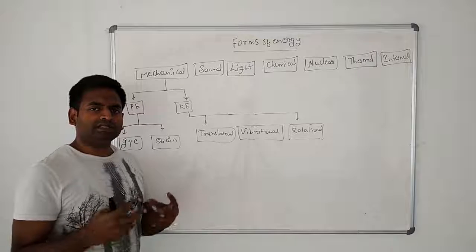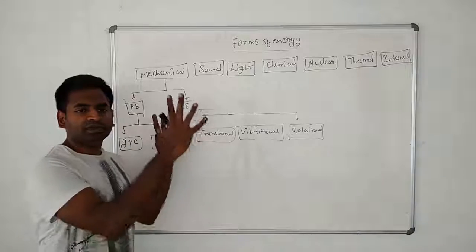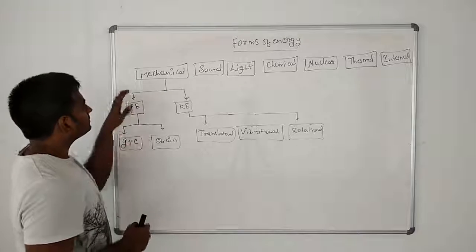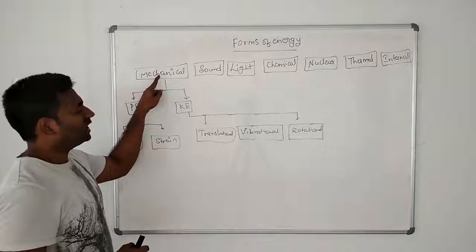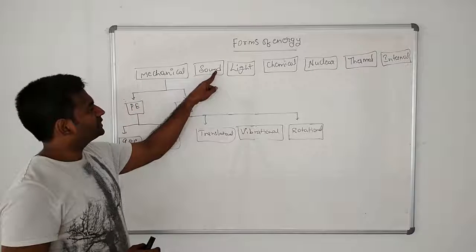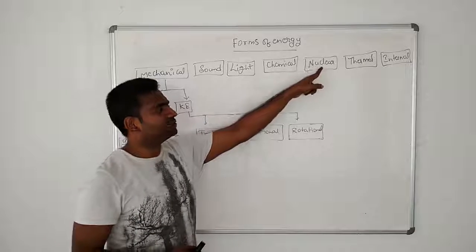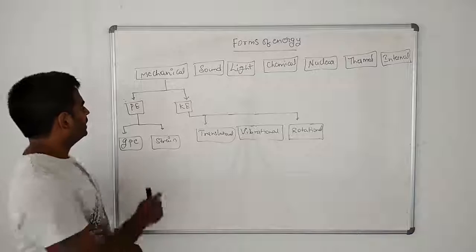So energy exists in different forms. All these forms we are going to look at today, and then we are going to get an understanding of the different forms of energy. Let me tell you the forms of energy straight away. You have mechanical energy, sound energy, light energy, chemical energy, nuclear energy, thermal energy, and internal energy.